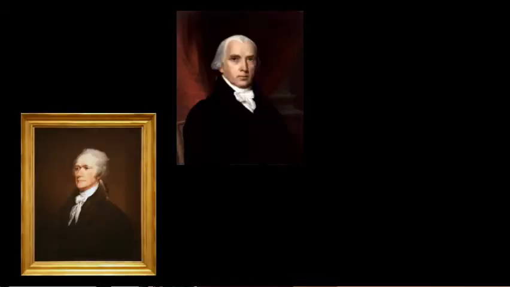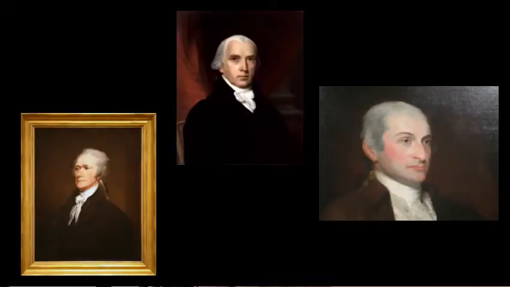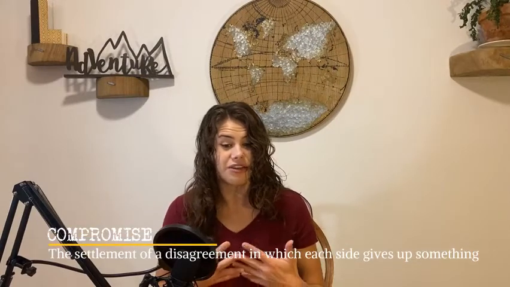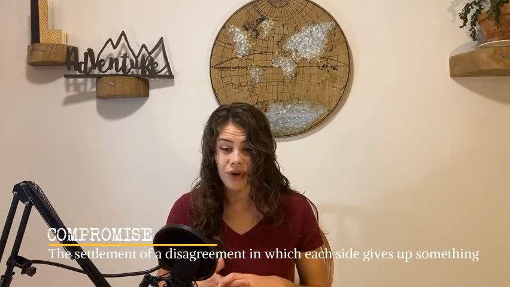In an attempt to persuade the people that the government as laid out in the Constitution was superior to the government under the Articles of Confederation, Alexander Hamilton, James Madison, and John Jay wrote the Federalist Papers. But Anti-Federalists were still concerned. In order to move forward, the two sides had to compromise. The Federalists agreed to include a Bill of Rights if the Anti-Federalists would agree to ratify the Constitution.